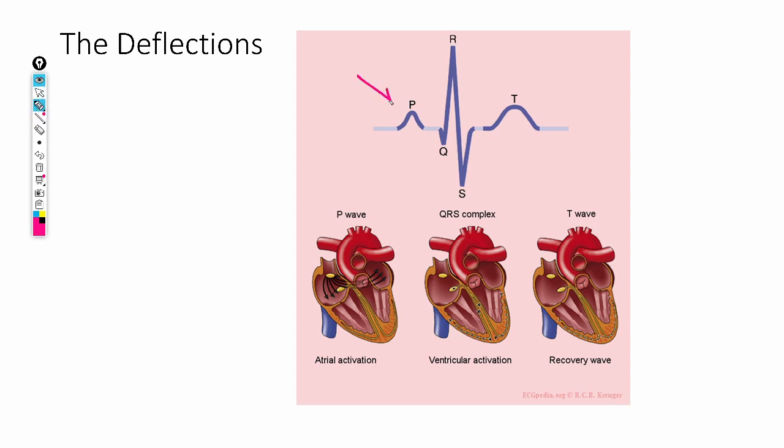Now this is the P wave, which means atrial depolarization. This is when the atria contract, causing some amount of blood, like the remaining blood, to get pumped into the ventricles. This is the QRS complex. This is the ventricular depolarization. This is when the ventricles contract, and this causes blood to get pumped into the aorta, or a pulmonary artery, depending on which side of the heart you're talking about.